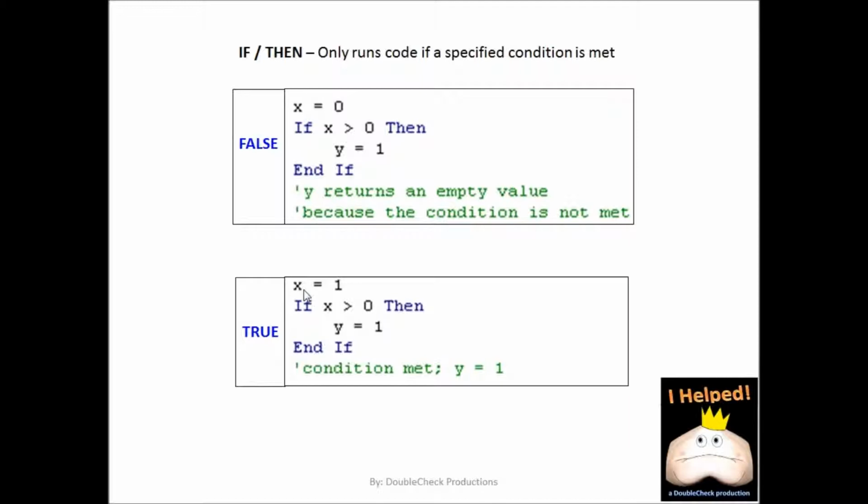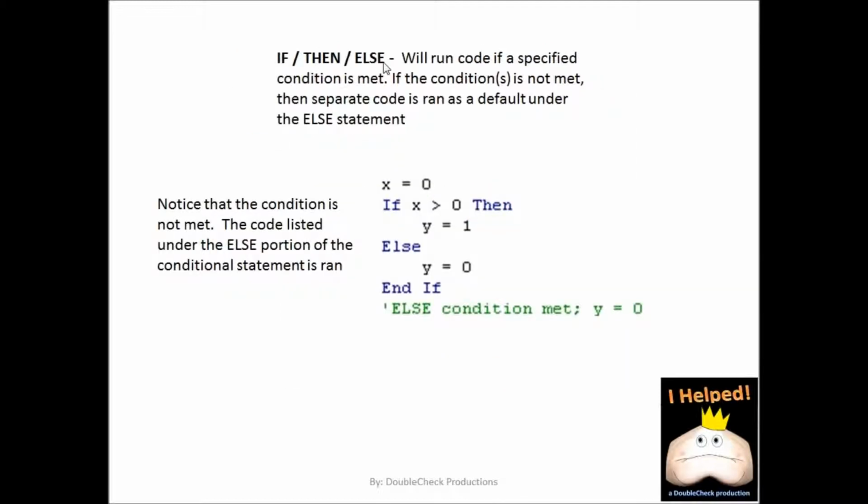Now if we go down here, we see x equals 1, same condition. However, the condition is met and y is assigned a value of 1. Okay, so here we have the if, then, or else statement. Now here we have x equals 0. The question asks, if x is greater than 0, the answer is no, so it defaults to else. And that means y equals 0. So the else condition is met because there is no condition, and therefore y is assigned a value of 0.